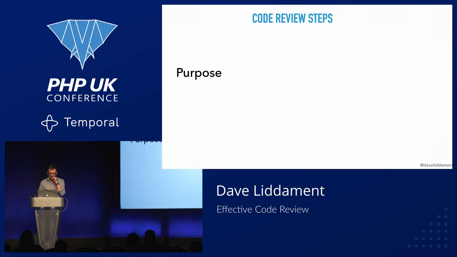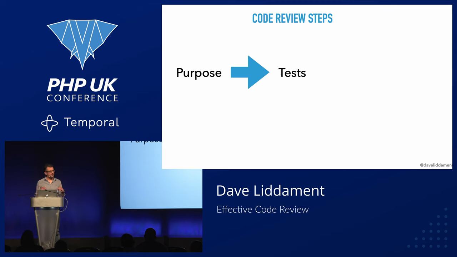So if we're given some code to review, these are the steps I would recommend going through. The first thing is, do we know the purpose of this change? Is there some ticket in Jira or Trello, or is there some bug we're trying to fix? You need to know this at the start, because otherwise you don't know if the code you're looking at is doing the right thing. So the starting point is to work out what the purpose of this code change is.